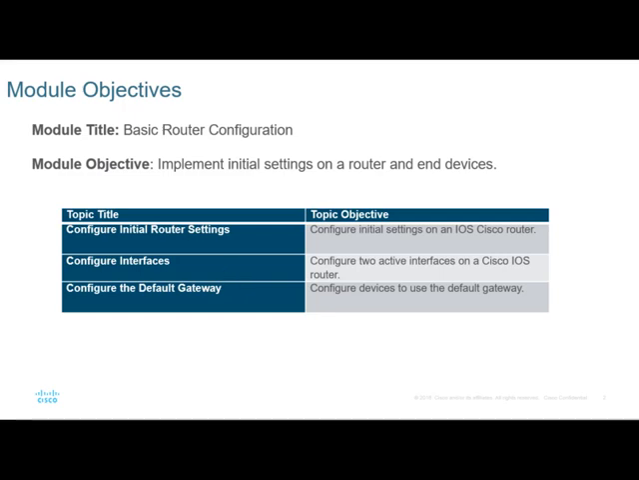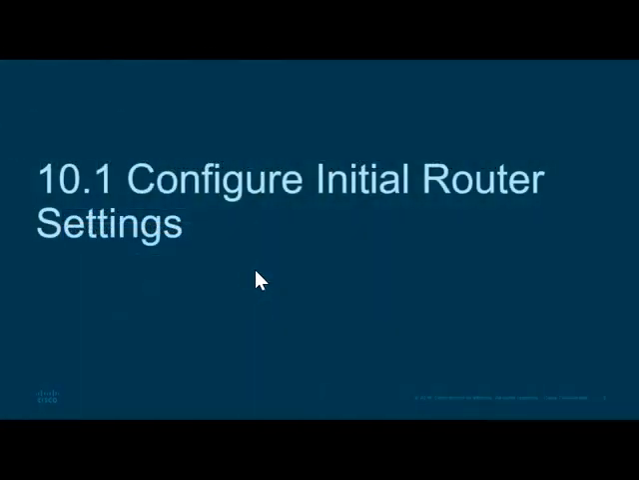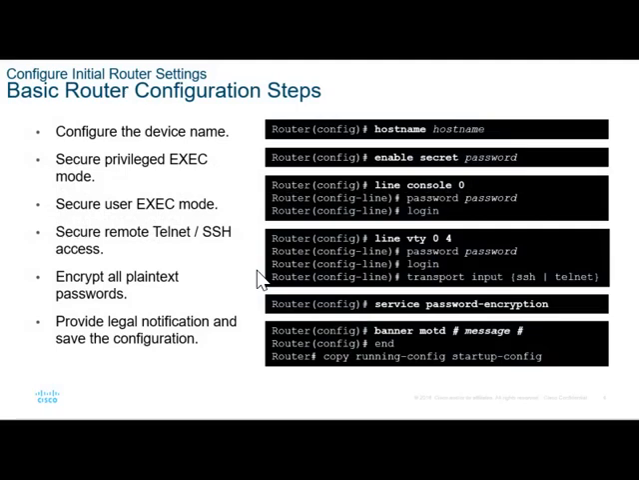So the areas are just initial router settings, or what we call the basic, and then how to configure interfaces of the router, and then dealing with the default gateways. The initial configuration, they are here. All you need is just to interpret the modes and then you copy and paste.